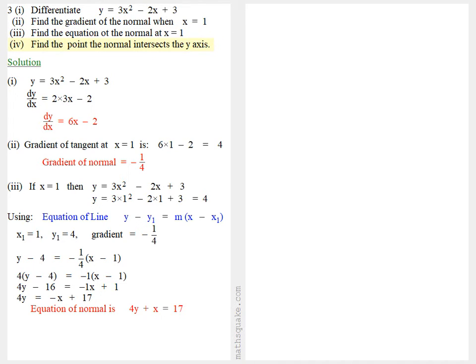Now in part 4 we have to find the point the normal intersects the y-axis. Well, it intersects the y-axis when x is equal to 0. And so that gives us 4y plus 0 equals 17, or y equals 17 over 4. So the point on the y-axis is (0, 4 and 1/4).